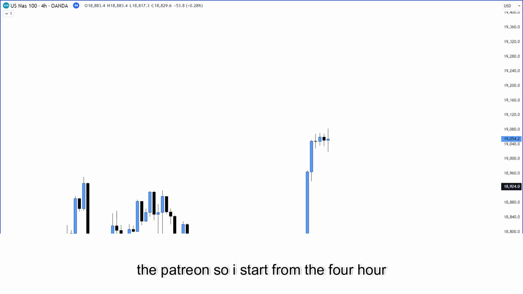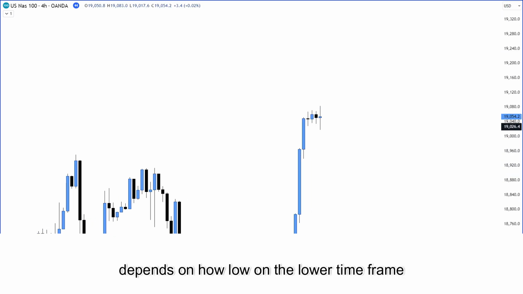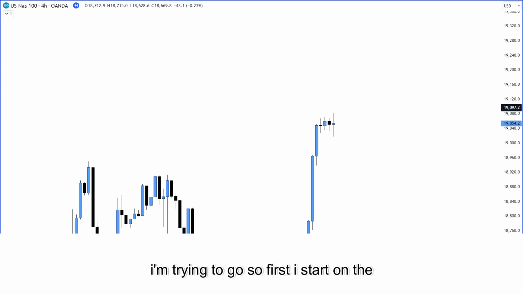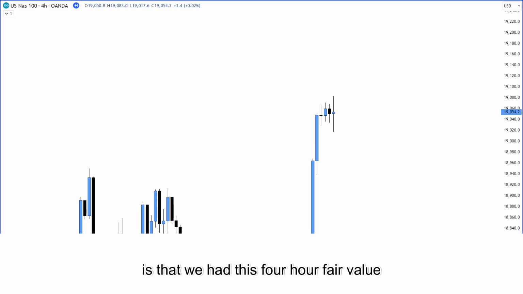So I start from the 4-hour time frames and sometimes the 1 hour. It depends on how low on the lower time frame I'm trying to go. So first I start on the 4-hour time frame, and what I can notice is that we had this 4-hour fair value gap, and then I just label it a 4-hour fair value gap, and then we see that price came and swept these old lows inside of this 4-hour fair value gap. So now I'm looking for price to retrace from this 4-hour fair value gap.